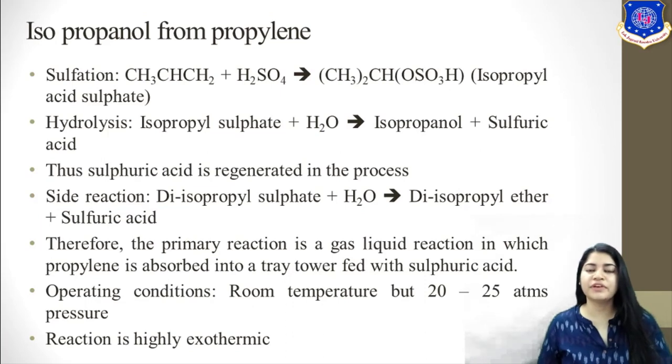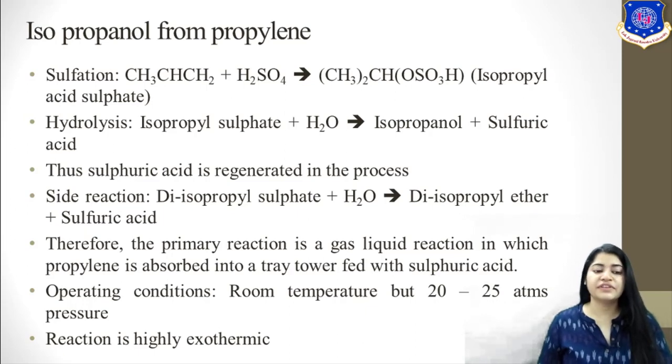So now moving back to chapter number 8, that is about your C2 petrochemicals. Some of the topics which are important here are, first of all, you will study isopropanol from propylene. Propylene, what is it? C3 petrochemicals. Isopropanol is also one kind of petrochemical which you obtain from propylene.